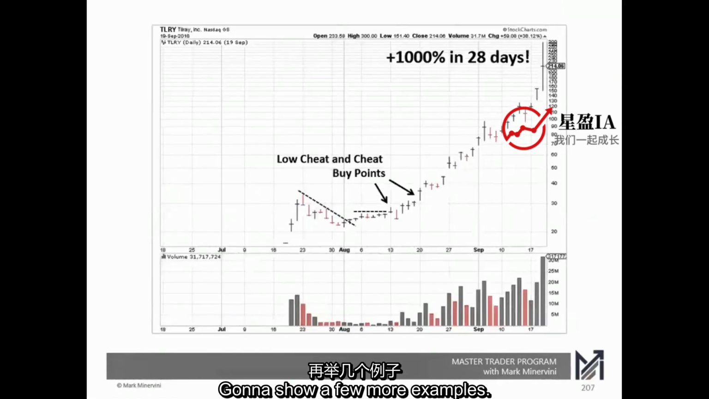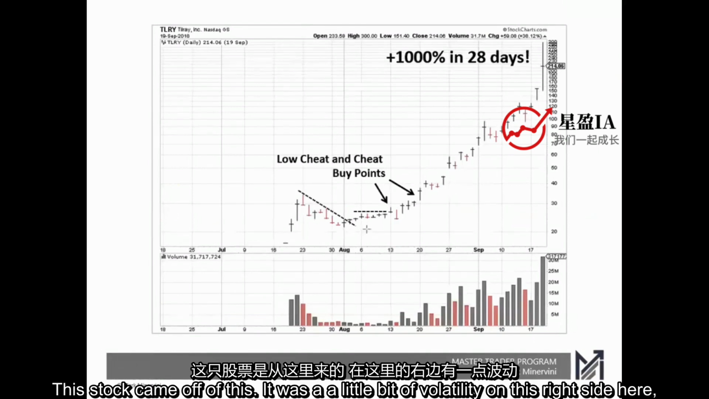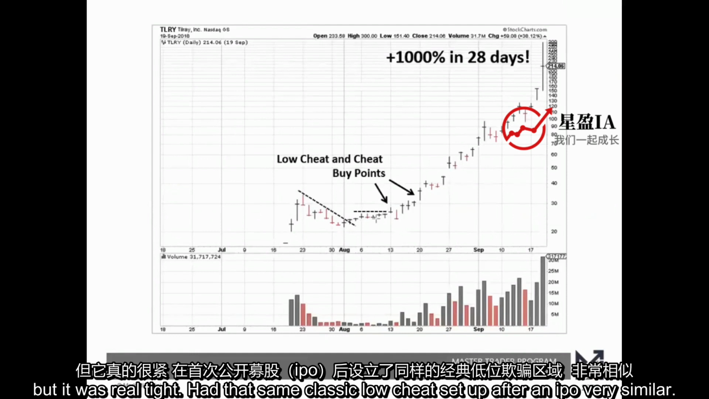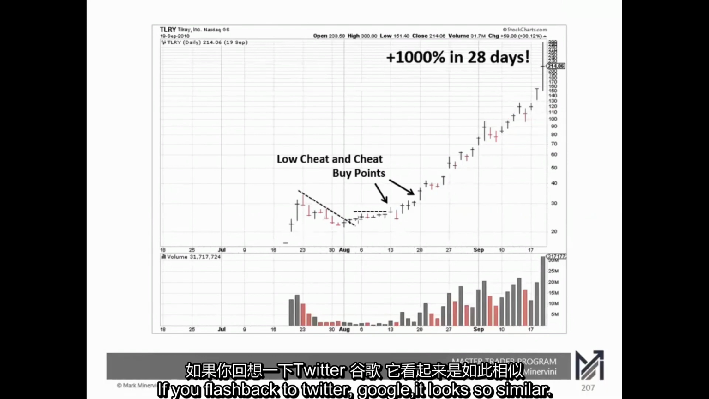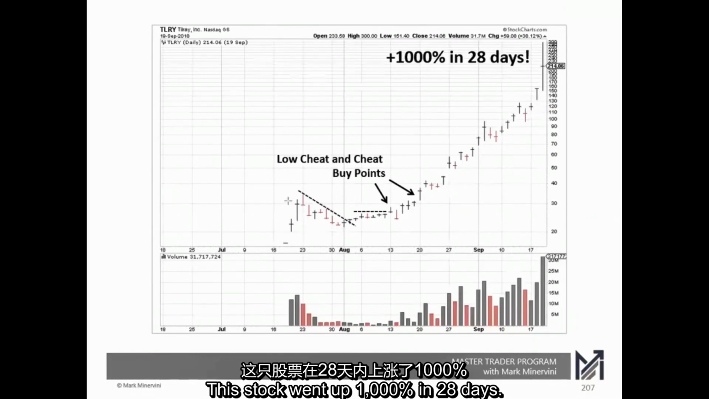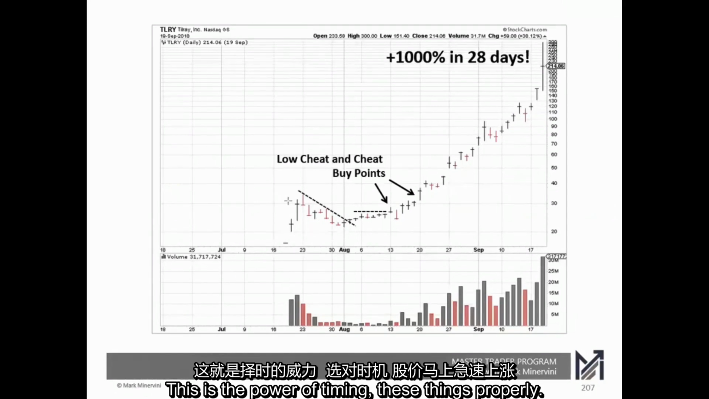Just going to show you a few more examples. TLRY, of course, is Tilray. Some of you might remember this. This was a little while back, but this stock came off of this. There was a little bit of volatility on this right side here, but it was real tight. It had that same classic low cheat setup after an IPO. Very similar. If you flash back to Twitter, Google, it looks so similar. This stock went up 1,000% in 28 days. So this is the power of timing these things properly.